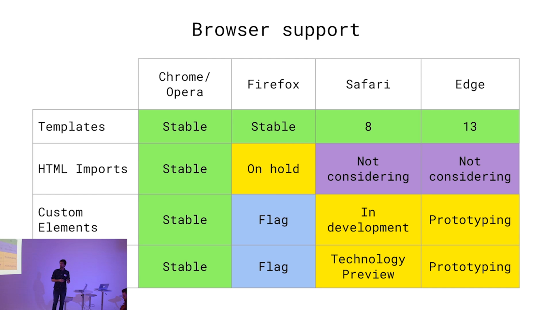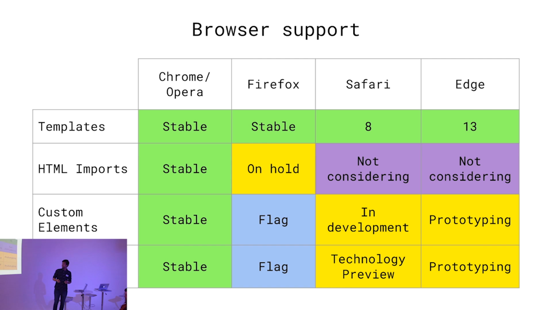HTML imports is the tricky one because apart from Chrome, all other browser vendors are not willing to implement it. Firefox implemented it and then changed its mind because they don't want to ship something that still needs rework. They think it should use some code in common with the ES6 modules, so they want to wait for this spec to be redefined. And then Safari and Edge, of course, say, okay, not considering it.